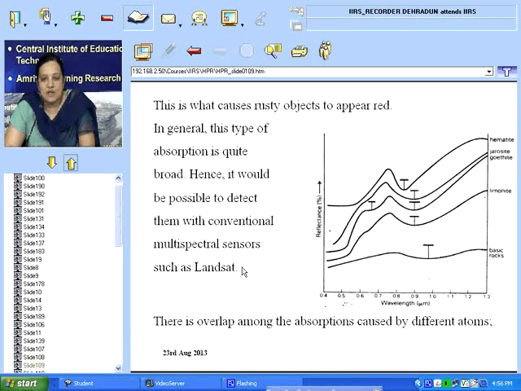And there is an overlap among the absorptions caused by different atoms, so they may sometimes be confusing, but they are very, very broad in nature, so they can be easily detected with the multispectral sensors.